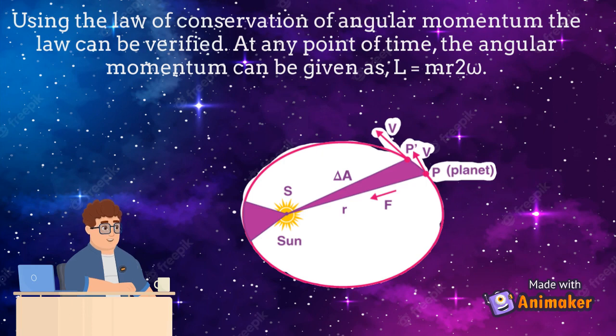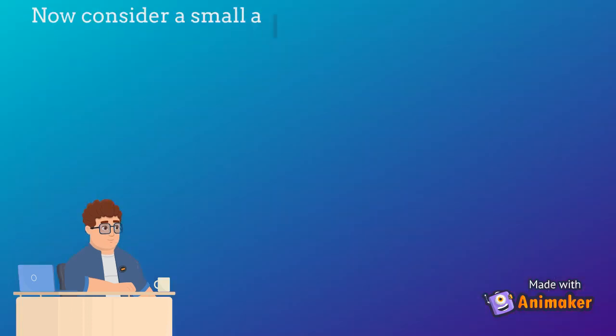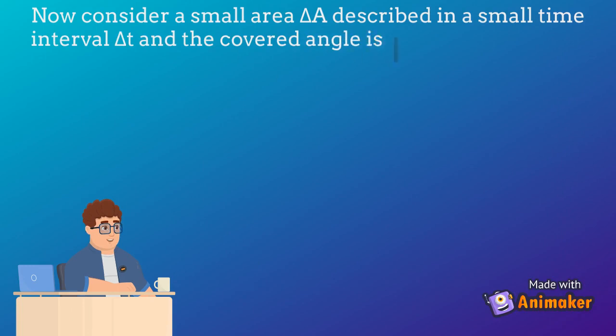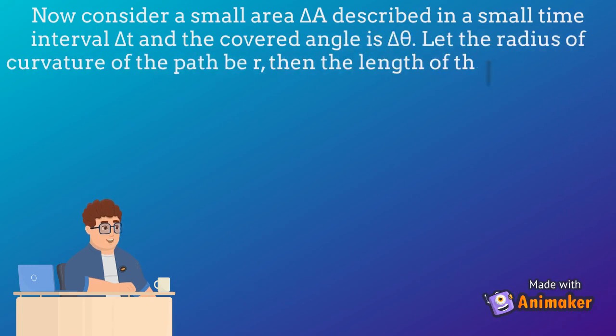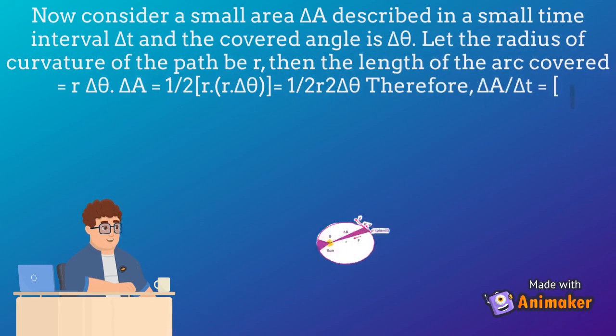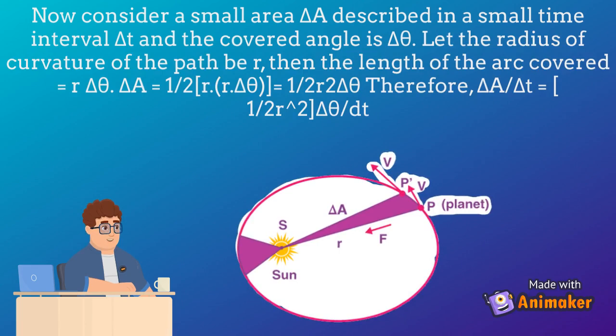At any point of time, the angular momentum can be given as L is equal to m times r squared times omega. Now consider a small area delta A described in a small time interval delta t. The covered angle is delta theta. Let the radius of curvature of the path be r. Then the length of the arc covered is equal to the equation below.